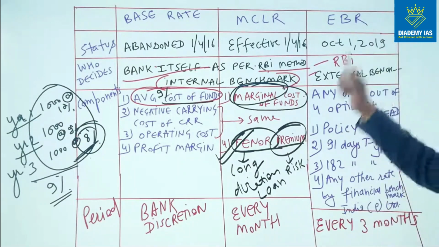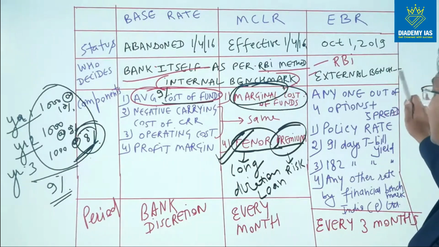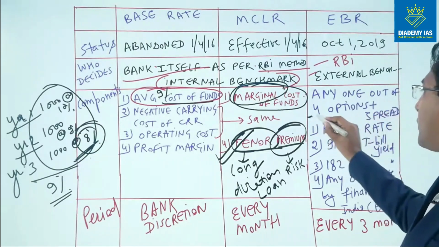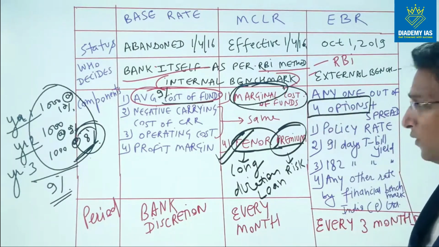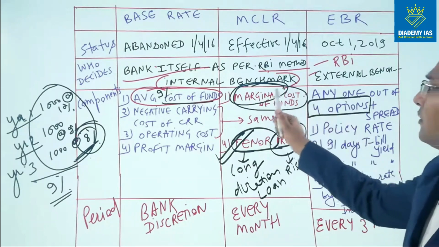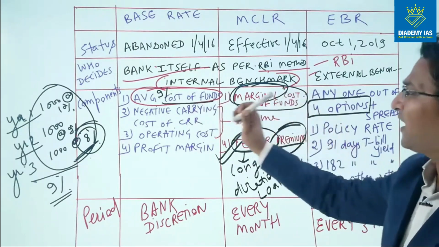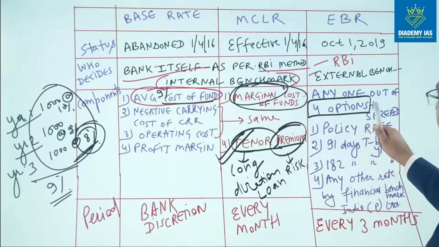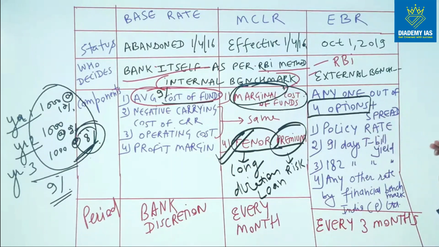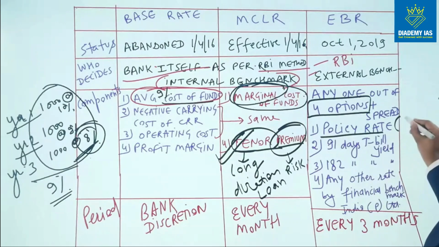Now coming to the external benchmark rate. This external benchmark rate says that there are four options which can be taken as the reference rate. So in this case we are not taking the average cost of fund or marginal cost of fund. Rather, in place of those, we are taking four different options. So the bank has four different options. Either they can take policy rate or repo rate as a reference rate.